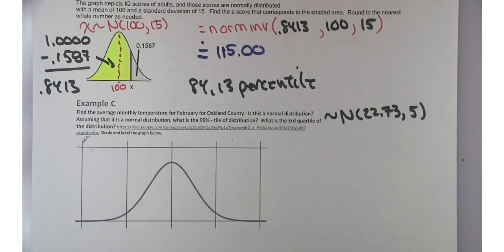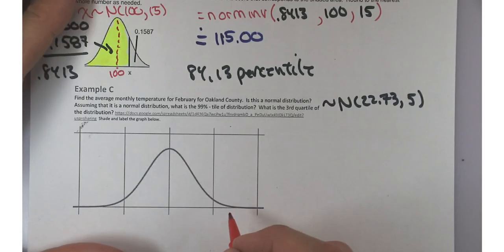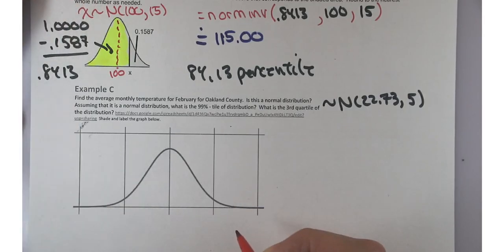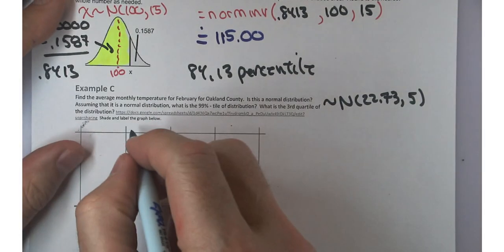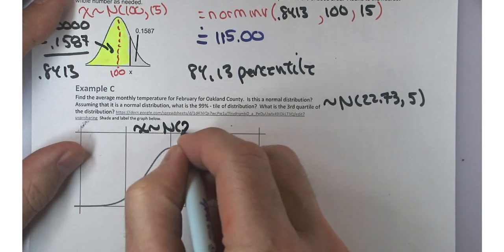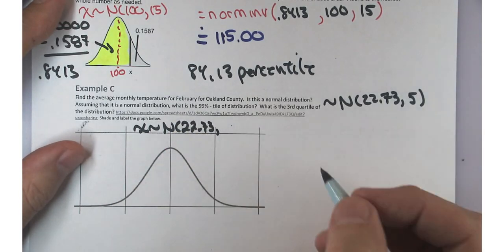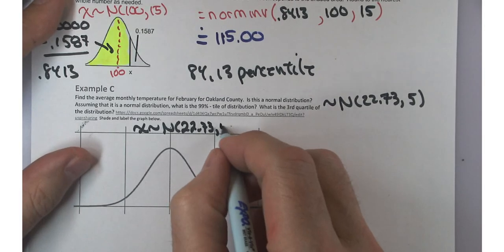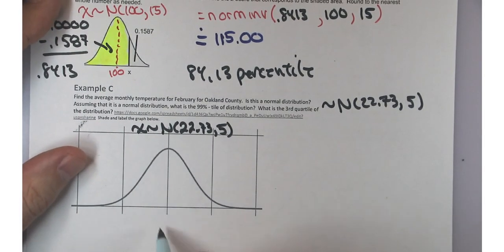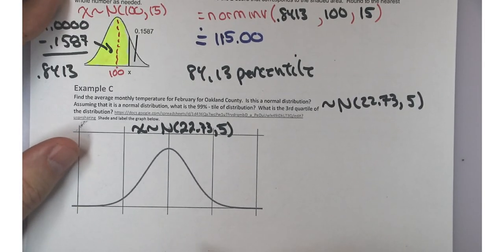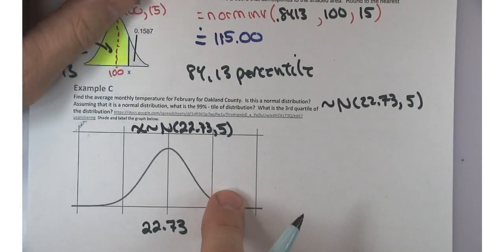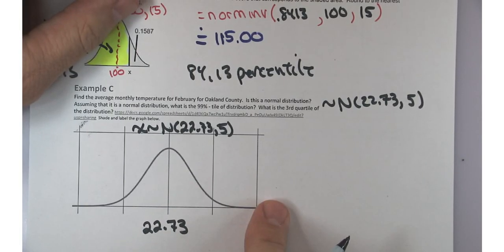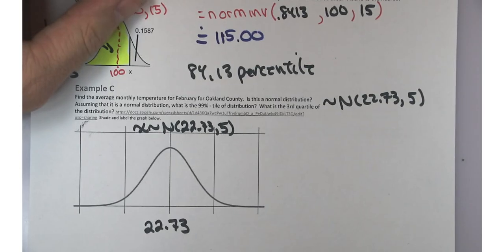For the 99th percentile, well, kind of hard to squeeze that in here. Let's start with this. X is distributed normally with a mean of 22.73 and a standard deviation of 5. What number is this going to be down here? Oh no, 22.73. Yeah, thanks, Oz. Standard deviation of 5. That's great. We'll use that in our calculations, but not here directly.